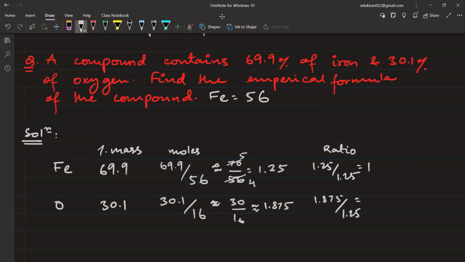What is the half of 125? No, half of 125 is 62.5, right? So if you add 0.625 here, you will get 1.875, right?